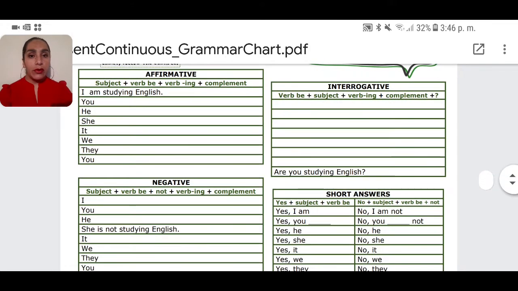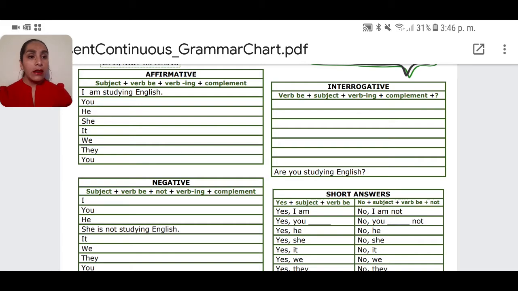Ustedes van a poder ocupar the full form or the reduced form with the contractions. ¿Qué van a hacer? Van a seguir esa fórmula que tienen en verde para poder estructurar en afirmativo, negativo, interrogativo o respuestas cortas. Sigan el ejemplo que ya tienen en cada uno de los cuadros. Repito, pueden ocupar contractions or the full form.